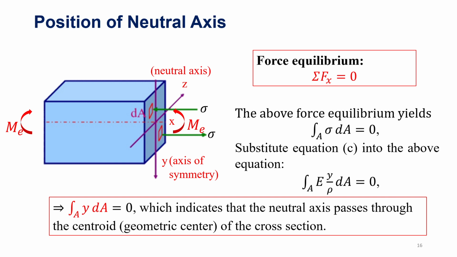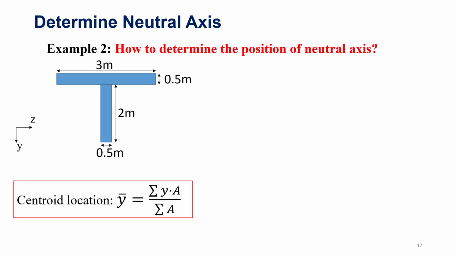This gives us the idea of how to find the neutral surface of the cross section for an arbitrary shape. Let me give you another example. How do we determine the position of the neutral axis for this T-shaped cross section? Again, how do we find the centroid location? It is listed here. Y bar refers to the position of the centroid, and it is given by the integral of y times the area over the total area.